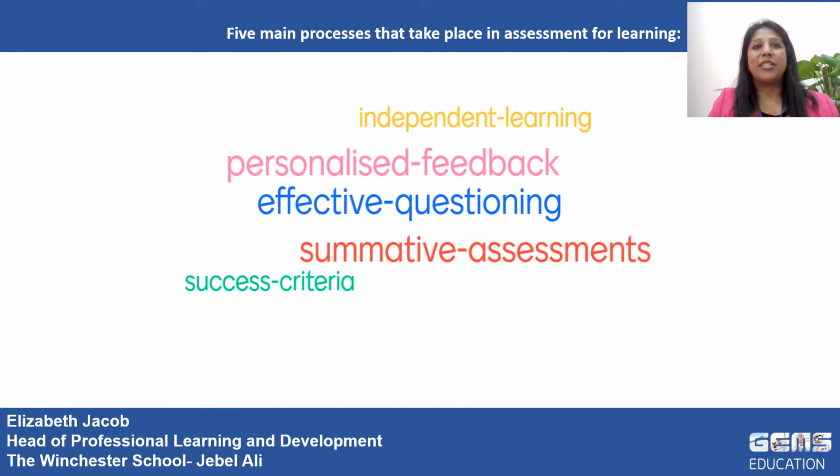There are 5 main processes that take place in assessment for learning. First is questioning. Questioning enables a student, with the help of their teacher, to find out what level they are at. The teacher then provides personalized feedback to each student about how to improve their learning. Students understand what successful work looks like for each task they are doing. Students become more independent in their learning, taking part in peer and self-assessment. Summative assessments, that's the student's exam or portfolio submissions, are also used formatively to help them improve.